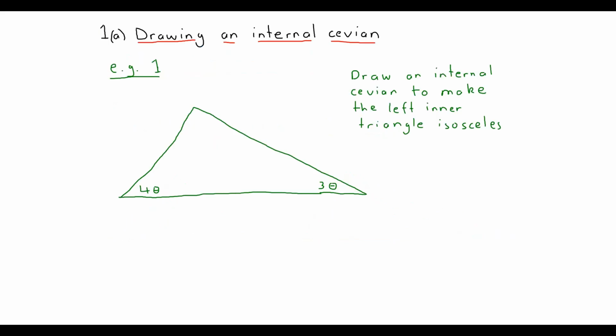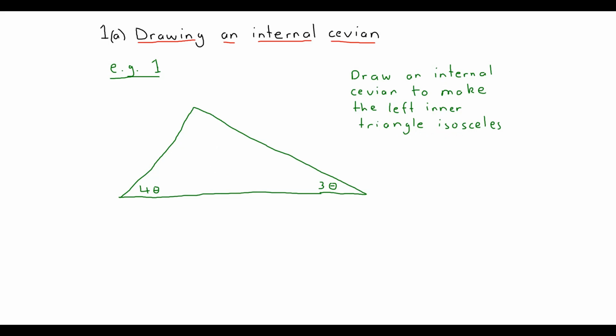So the first exercise I have for you for drawing the Servian is I want you to draw an internal Servian, which is a line on the inside, to split this triangle into two smaller triangles where the left one is going to be isosceles. So pause the video and have a go at that. Okay, so I hope you've actually drawn this out and really had a go at it. You'll learn a lot more if you're actually doing these exercises along with me. But let's take a go.